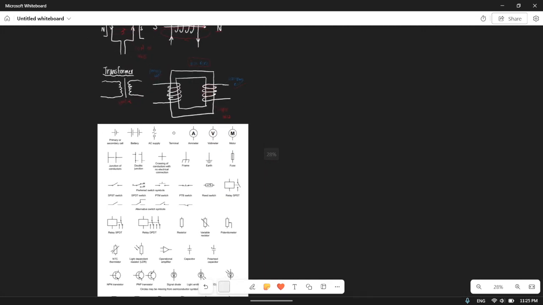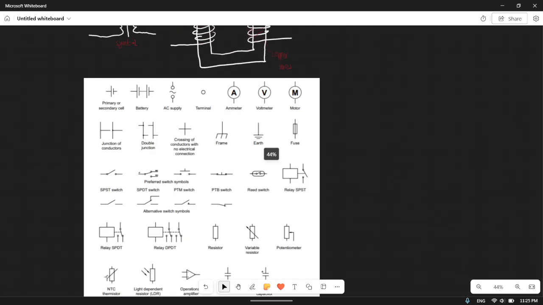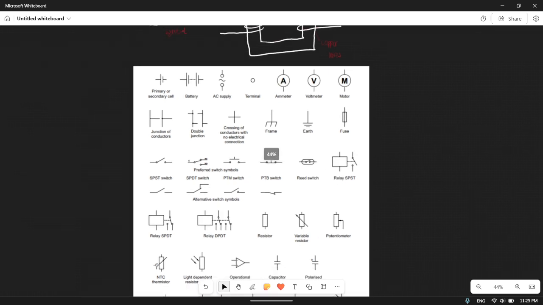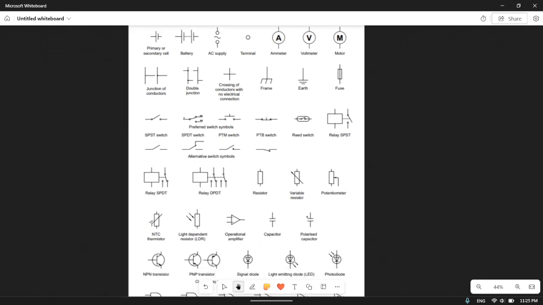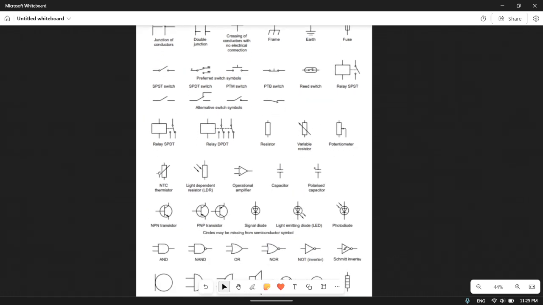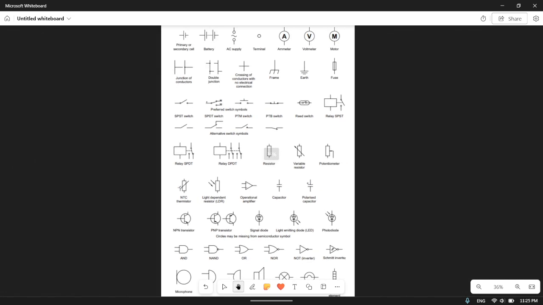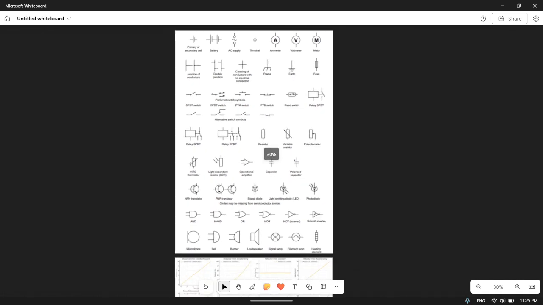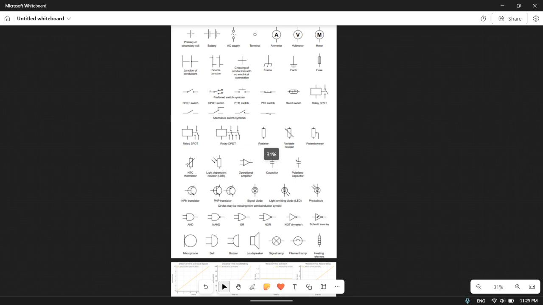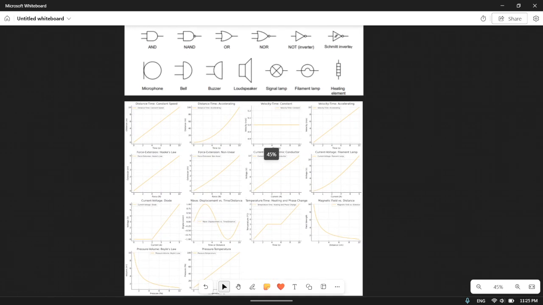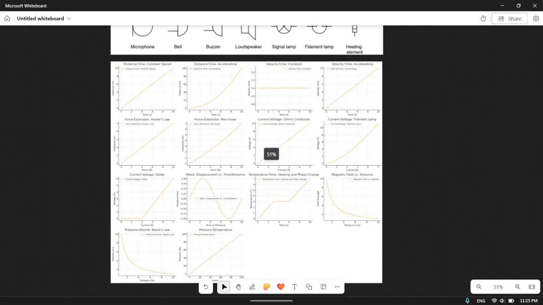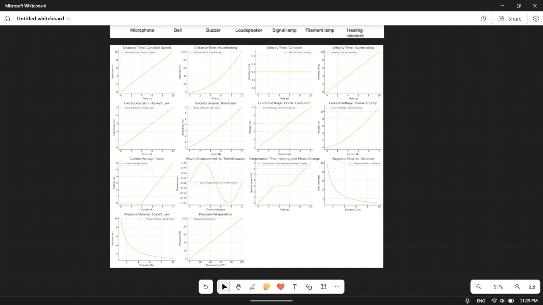Additionally, I have also added the symbols, which you can pause and take a screenshot of, or maybe read. Let me just decrease it. So there you go. Maybe take a screenshot, and I also want you to take a screenshot of this, which I made, but I didn't use this to teach.